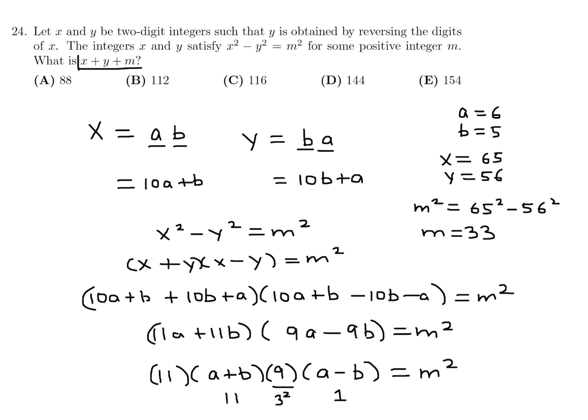So x plus y plus m would be 65 plus 56 plus 33. So I guess I can put it here. 65 plus 56 plus 33, and that is equal to 154. And therefore, number 24, the answer is E.